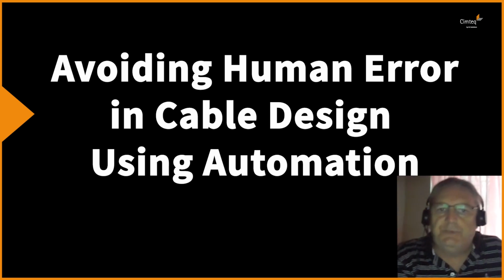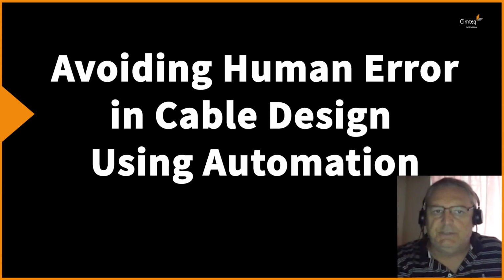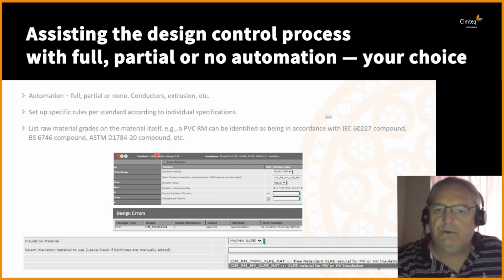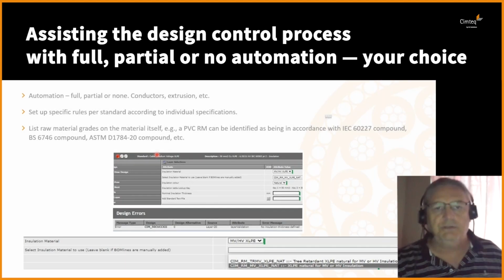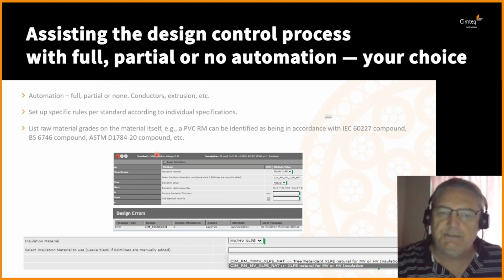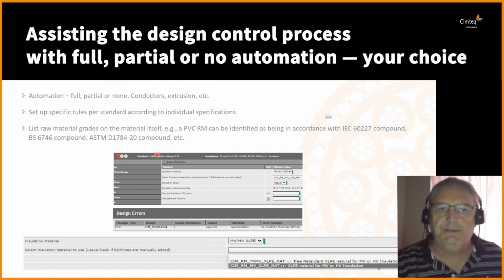So the next way that CableBuilder can assist with the design control process is to avoid human error. So how can we do that? CableBuilder offers the option to automate certain functions, and you can do this fully. You can have a fully automated design from start to finish. You can have a partially automated design, so it will only do certain areas, or you can have everything manual.